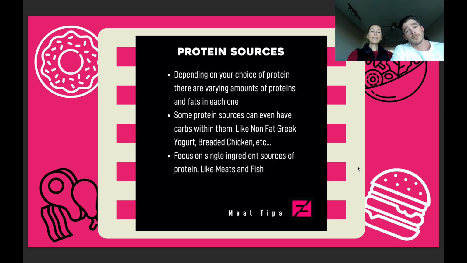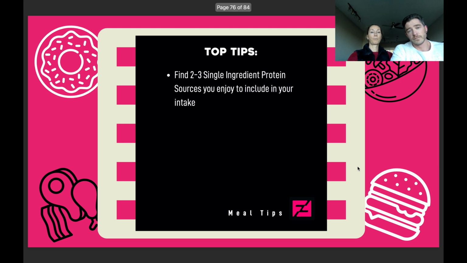Exactly. The easiest thing to do when you are first starting out on this journey is to focus on single ingredient sources of protein such as meats and fish, because those are going to be mainly protein and fats. And do also check out our favorite food sources resource. We cover different types of lean proteins and fattier proteins to help with that. Top tip: find 2 to 3 single ingredient protein sources that you enjoy to include in your intake that you can cycle through.